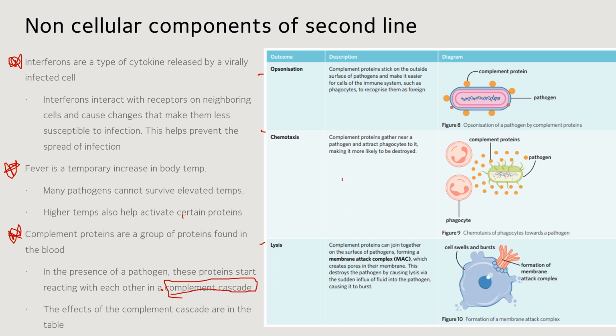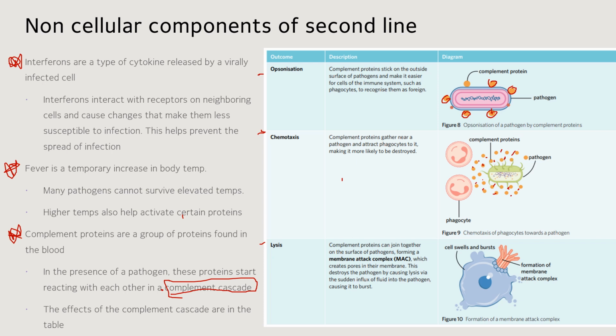So for instance, we've got our bacteria here and we've got all of our complement proteins that are stuck on the outside. So what it's going to do is make them larger and more recognizable as foreign, and all of the other white blood cells can come and attack it. They can do something called chemotaxis. Chemotaxis is when the complement proteins gather near a pathogen. So you can see over here, they've gathered near this pathogen, which is basically marking it as weird.